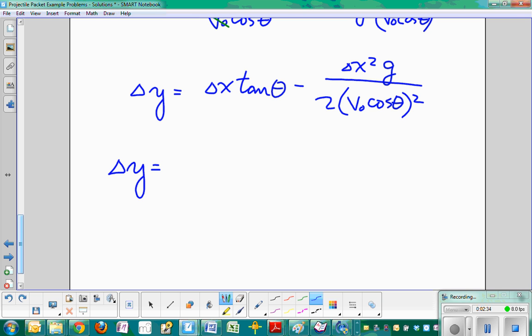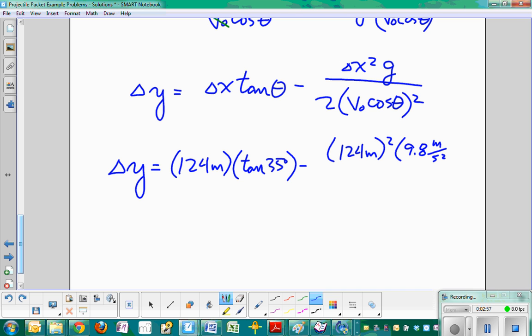Now that we've arranged everything and got it to terms that we can just plug in numbers, we have delta x, 124 meters, times tan of 35 degrees, minus 124, little dyslexia there, 124 meters squared times 9.8 meters per second squared, divided by 2 times v naught, which was 37 meters per second, times the cosine of 35 degrees quantity squared.